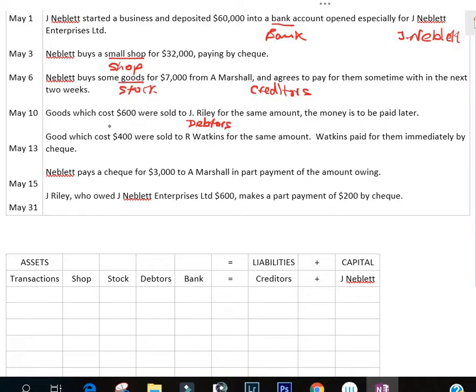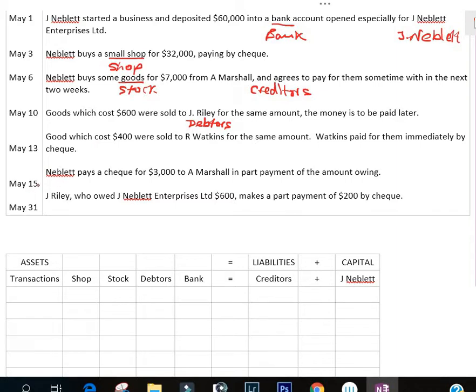Alright, now the fifth transaction: goods costing $400 were sold to R. Watkins for the same amount. Watkins paid for them immediately by check. Well, we have an account already for the goods. We're just going to take away the $400 from the goods, and then Watkins paid by check. That means it's going into our bank, so we don't have to create any accounts for this transaction.